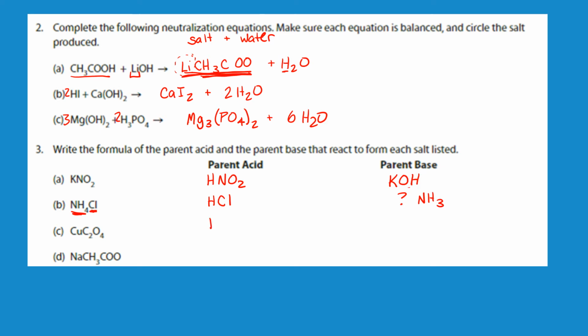Okay, my next one here, H2C2O4 and Cu(OH)2. Parent acid for the last one, CH3COOH, there's the acetic acid, and sodium hydroxide as the parent base. So there's some examples of questions with the Arrhenius theory and neutralization reactions.